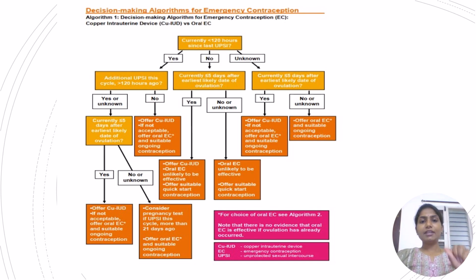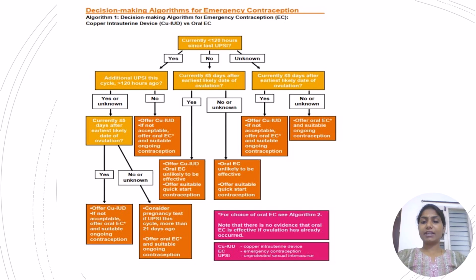So next is, if it is less than 120 hours. No. If it is less than 5 days after the earliest date of ovulation. If it is yes, then you can offer copper T. If it is no, then both are not effective. We have to start any suitable quick start of contraception. Next, if it is currently less than 5 days after the earliest date of ovulation, you can offer copper T.